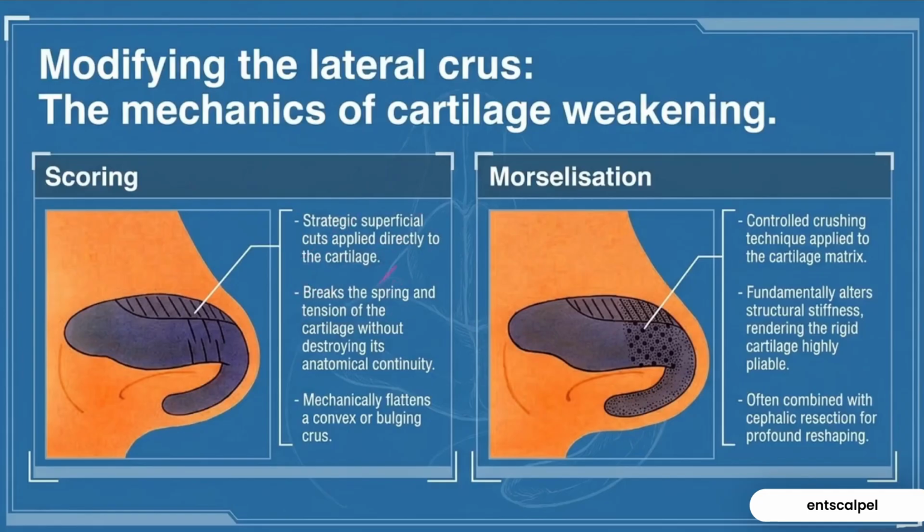Exactly. Morselization involves using a specialized crushing instrument to gently crush the cartilage matrix. It physically breaks those microfibers just enough to destroy its memory, turning a stiff, bulging arch into a softer, pliable ribbon that can be molded into a refined shape.